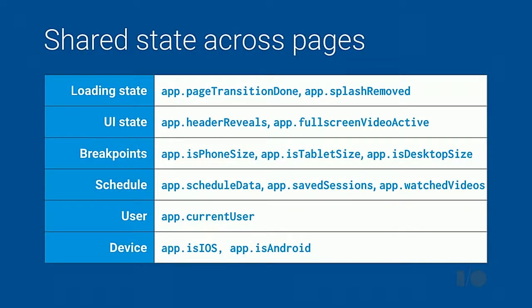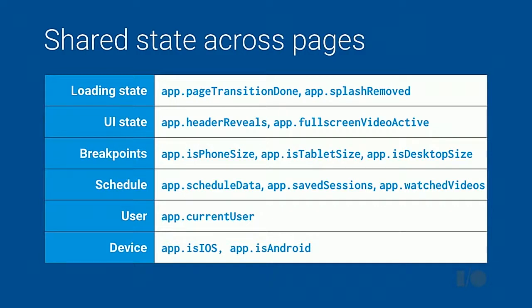Shared state is all over our app. So we do a number of different things. We attach this to the app global. We attach things like, is your page transition done? Should your header reveal itself when you're scrolling? What's the current user? What type of device are you on? So we can show and hide different types of markup based on that device. And so this is how we do shared state using components, kind of dependency injection.